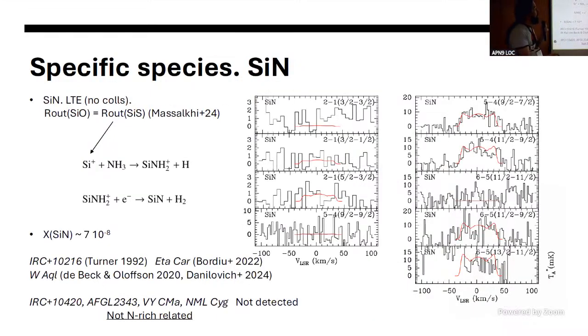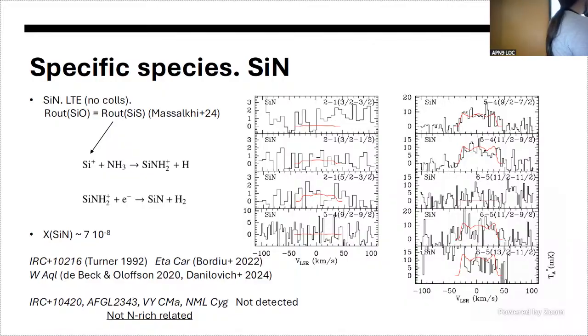And finally, SiN. It has been introduced already by Thaisa the other day. We observe SiN, we have 2 lines and 1 tentative, and the rest we fit as non-detections as well. We could estimate the extent of this species as it comes from the photodissociation of SiS, and it's roughly the same photodissociation radius as SiO, proved by Massalkhi for certain objects, and this object falls within this category, and this is the abundance we have. As Thaisa said, there are very few objects detected in SiN. I thought there were 4. I think she said there was another 1, so maybe there are 5. IRC+10216 for sure, everything is there.